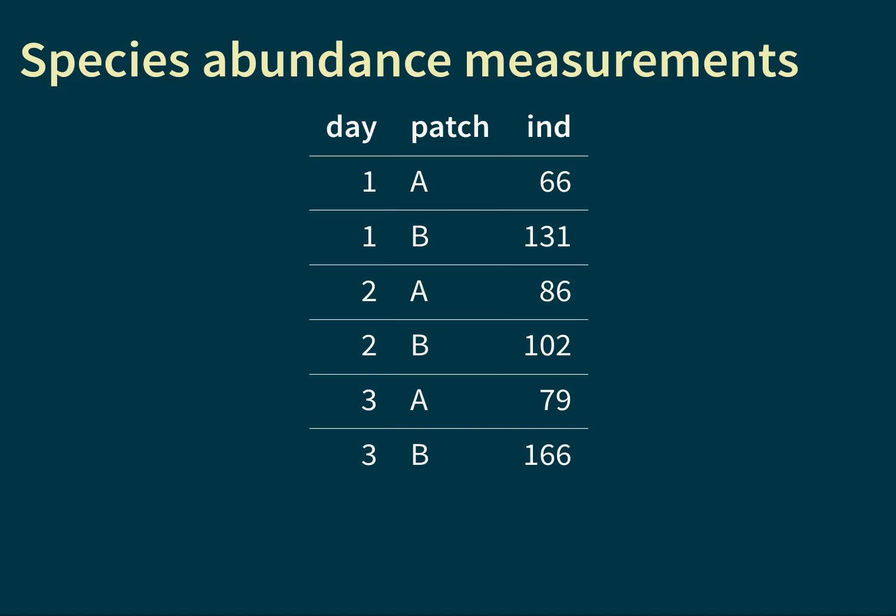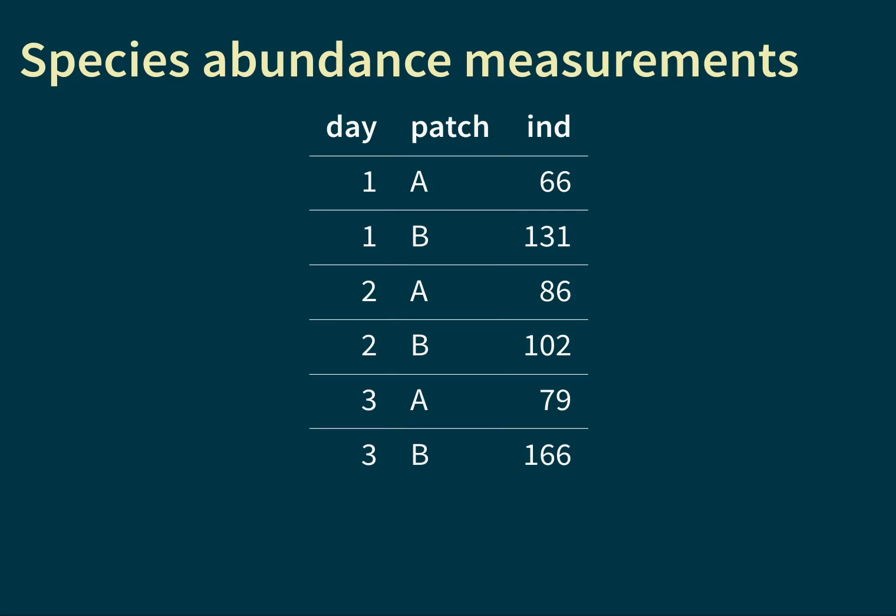So as you can see, this table consists of 3 columns. The first column is the day, whether we went out to measure on day 1, day 2, or day 3. And the second column is patch, namely which of the 2 locations we've done the measurement in. Is it patch A or patch B? And then in the third column, you can see the actual number of individuals that have been measured on the given day and in the given patch.